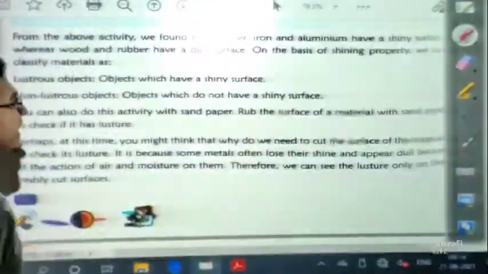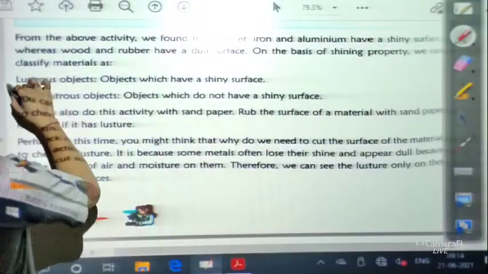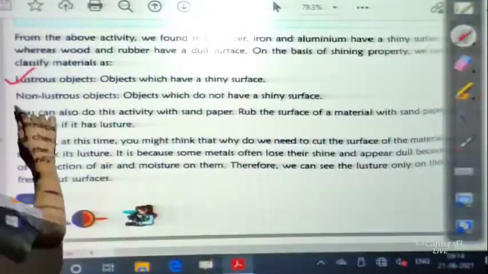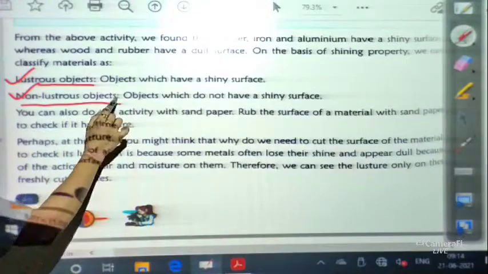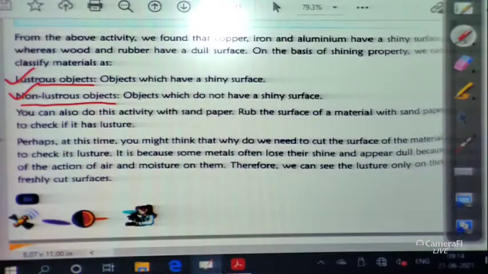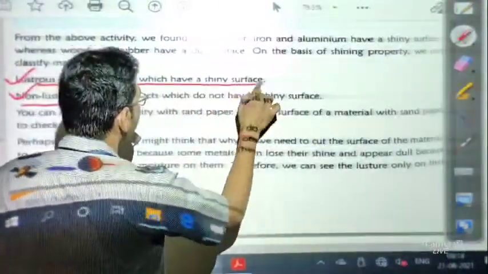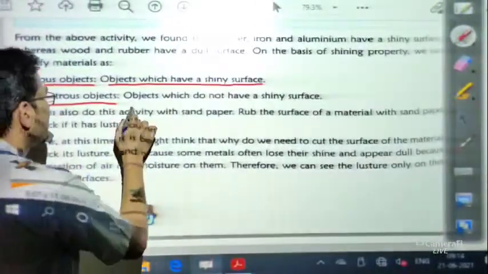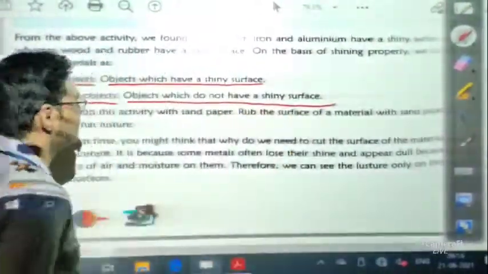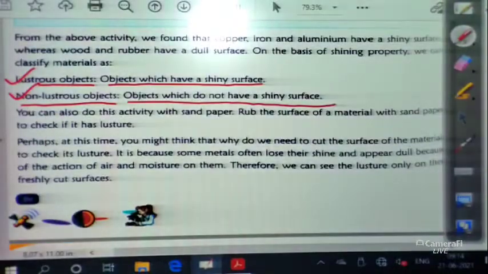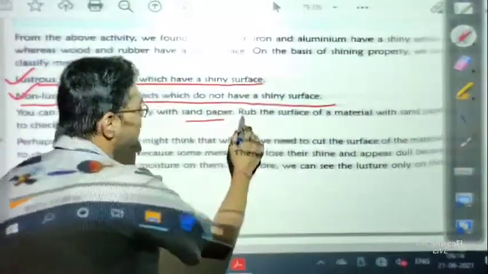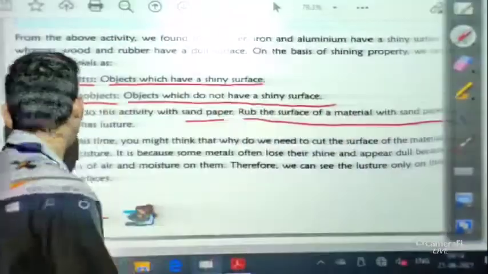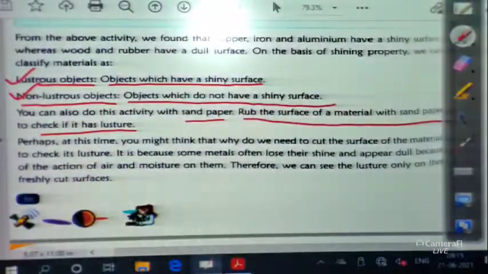On the basis of the shining property, we can classify the materials into two categories: lustrous objects and non-lustrous objects. So what are lustrous objects and what are non-lustrous objects? Lustrous objects are those which have a shiny surface, and objects which do not have a shiny surface we call non-lustrous objects. You can also do this activity with sandpaper. Rub the surface of a material with sandpaper and check whether it is lustrous or non-lustrous.